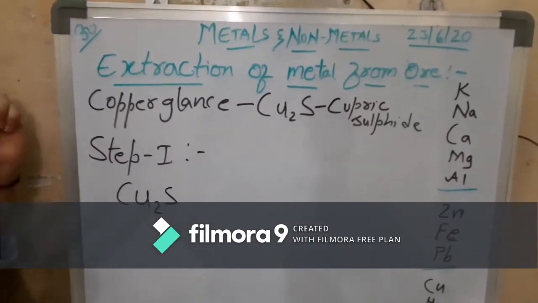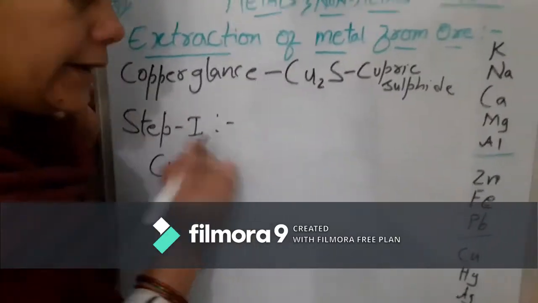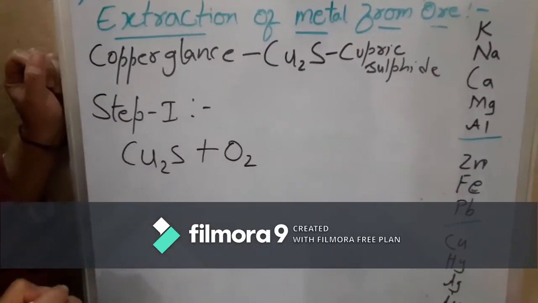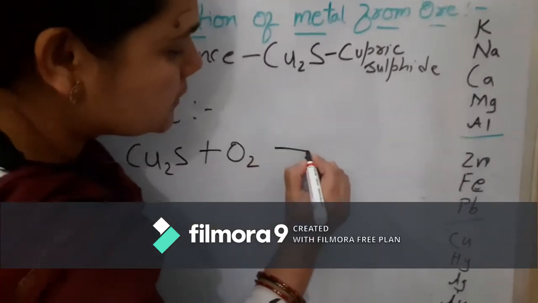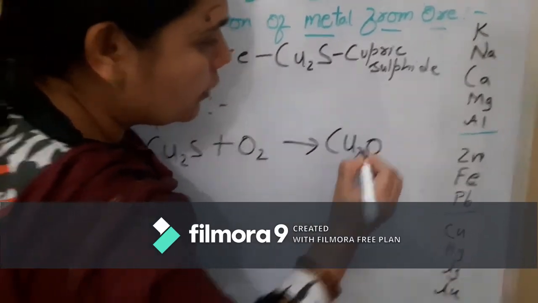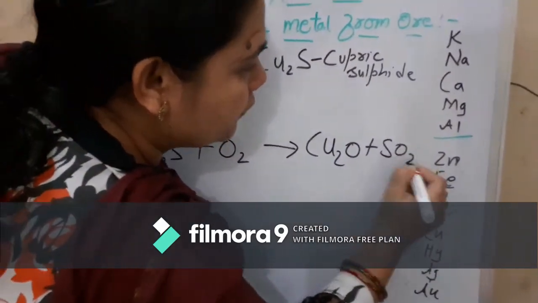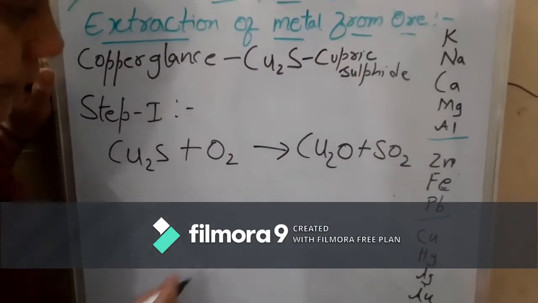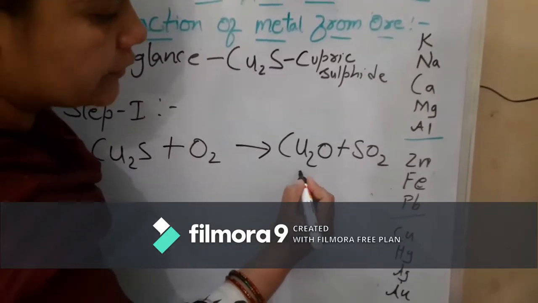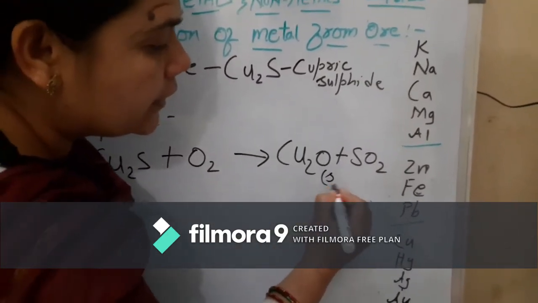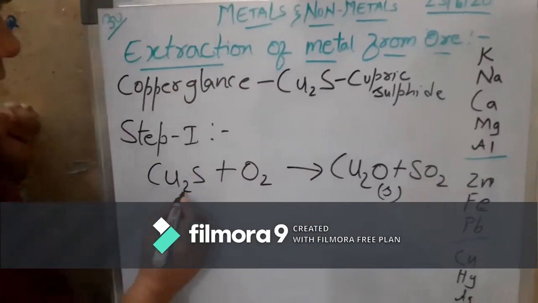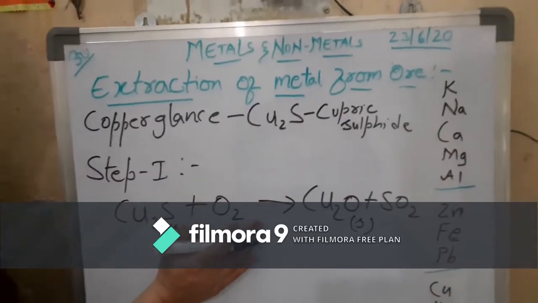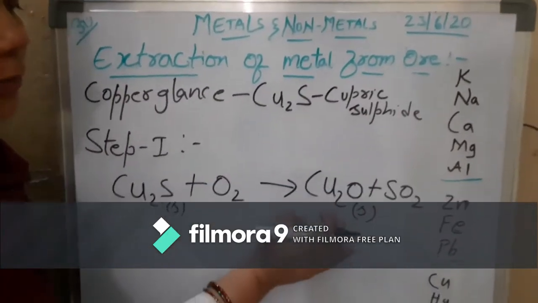Now this Cu2S will be, again as I told, subjected to the simplest process, that is the heating process. So it will be heated strongly in presence of oxygen, which results in the formation of copper 1 oxide, not copper 2, copper 1 oxide, Cu2O, with the liberation of sulfur dioxide, which will be in which state? A gaseous state. And this is also in which state? Solid state. So strong heating to obtain copper 1 oxide.